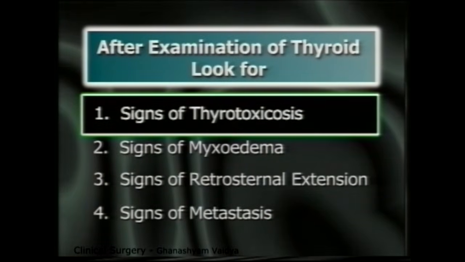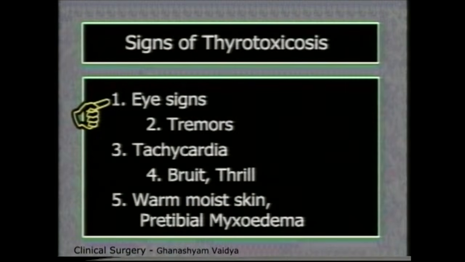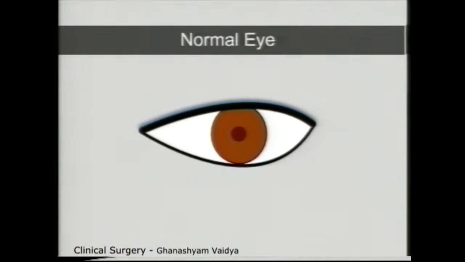Signs of thyrotoxicosis. First, let us look for the eye signs. Ask the patient sitting upright on a stool to look horizontally forwards towards a distant object at eye level. Normally, the lower lid just touches the limbus at 6 o'clock, while the upper lid covers the upper margin of the cornea from 11 to 1 o'clock. Limbus is the corneal margin.